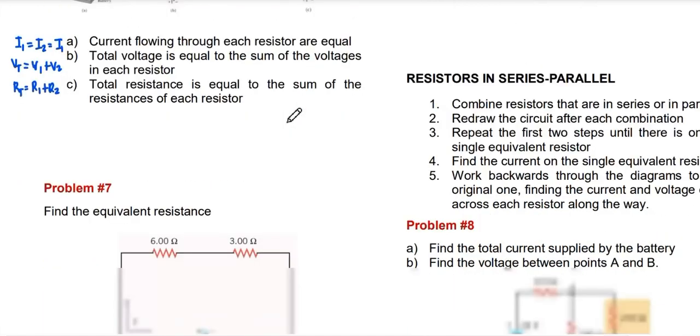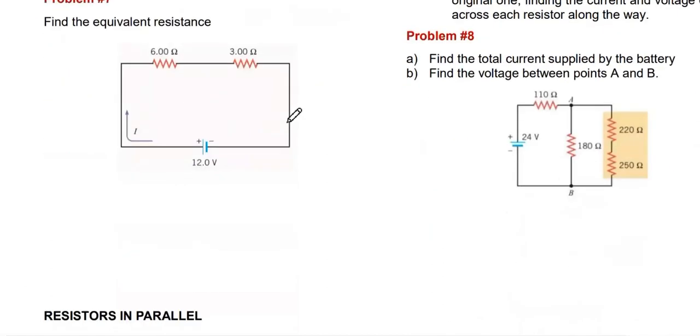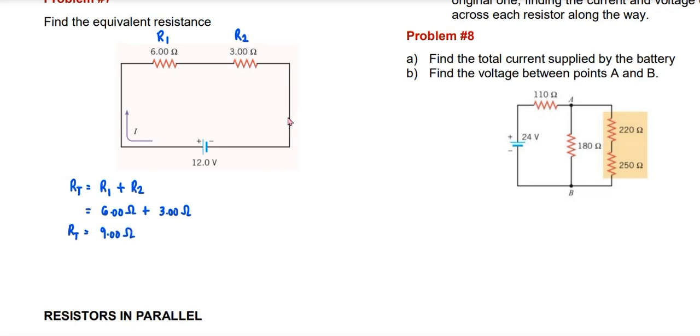For example, here we are to find the equivalent resistance. Supposing this is R1 and this is R2, the equivalent resistance R sub T is equal to R sub 1 plus R sub 2. And that is equal to 6 ohms plus 3 ohms, which is equal to 9 ohms.